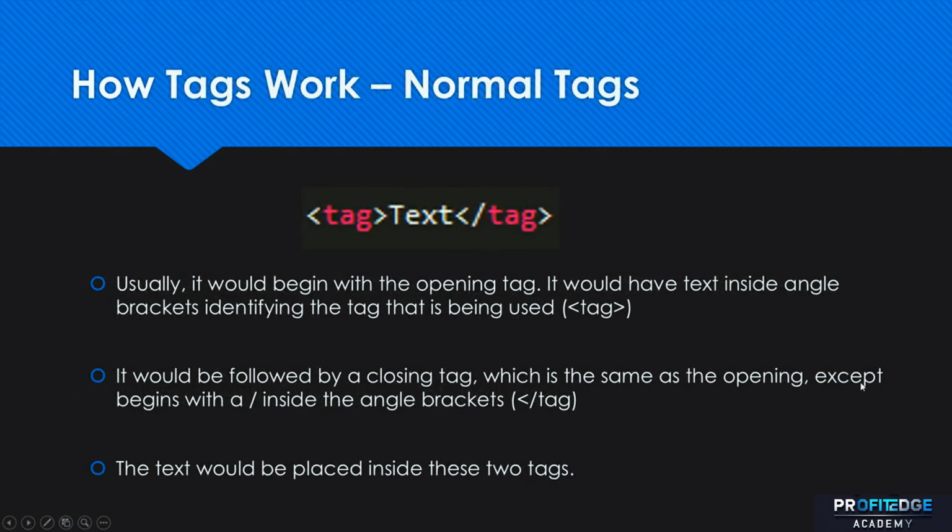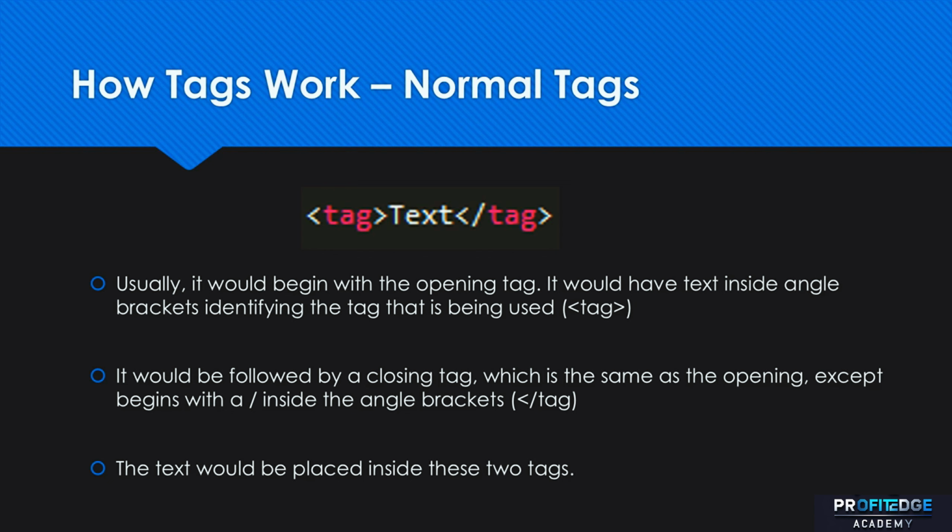So here's an example of how tags work. At the beginning, there's the opening tag. Between two angular brackets, there is the indicating text that tells the website what the tag is. Now there's two tags for normal tags. We'll get into self-closing tags later. There is the opening tag and the closing tag.